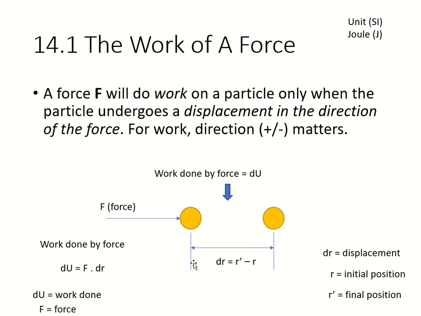First, you have to know that work can only be done by a force on a particle if that particle moves from one position to another. If that particle didn't move, even if you had a force on it, then you wouldn't have any work. So the particle has to move from one location to another for that force to produce work. So for work done by the force, we can use this formula.